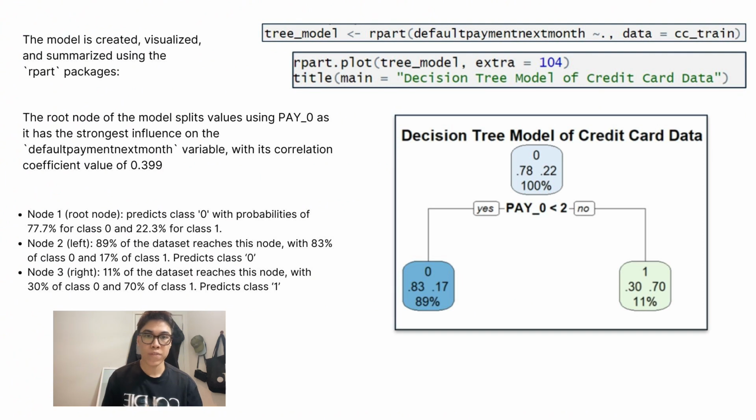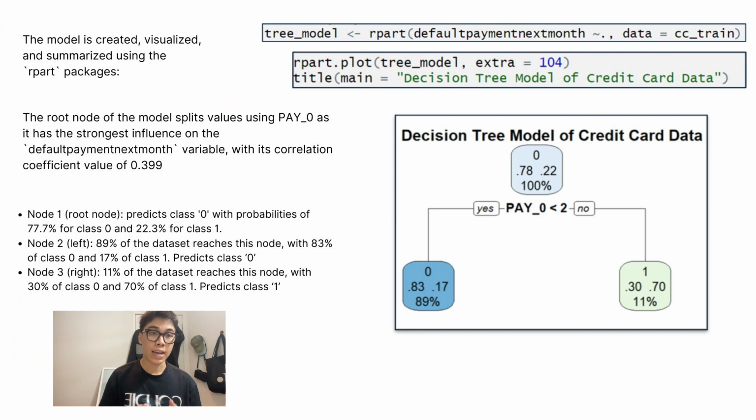Node 1, also known as the root node, predicts class 0 with probabilities of 77.7% for class 0 and 22.3% for class 1. For node number 2, on the left-hand side, 80% of the dataset reaches this node with 83% of class 0 and 17% of class 1. It predicts class 0. For node number 3 on the right-hand side, 11% of the dataset reaches this node with 30% of class 0 and 70% of class 1.